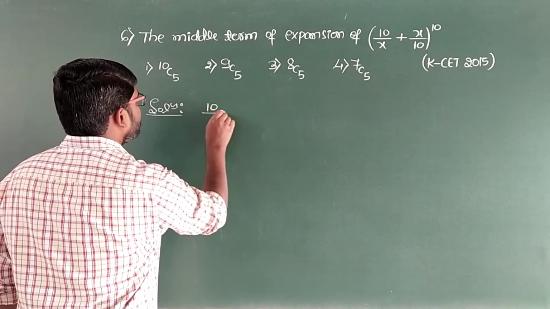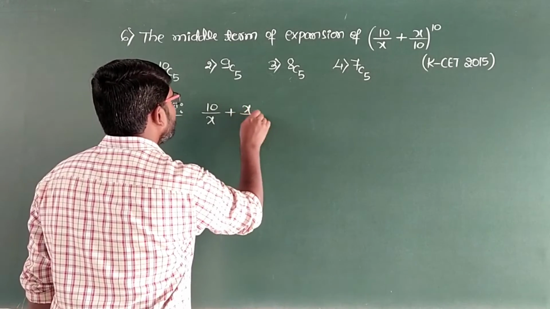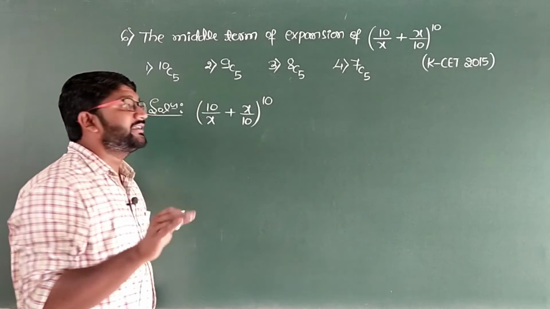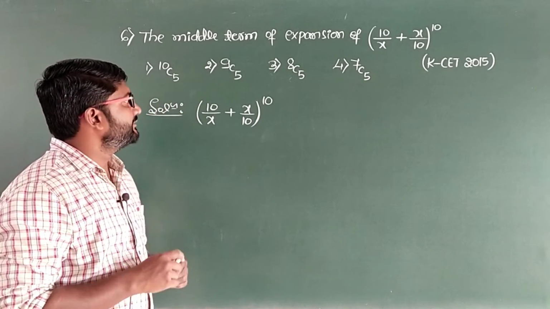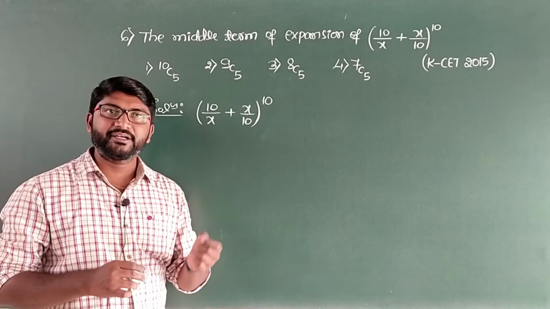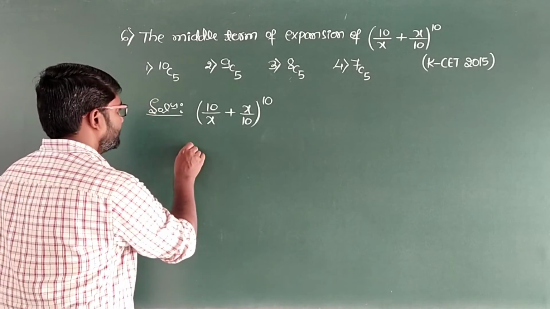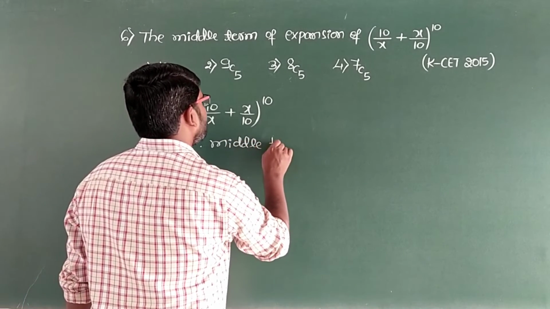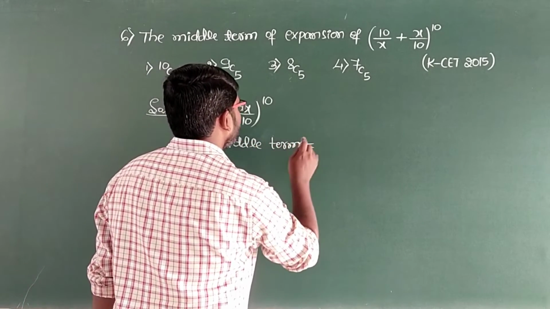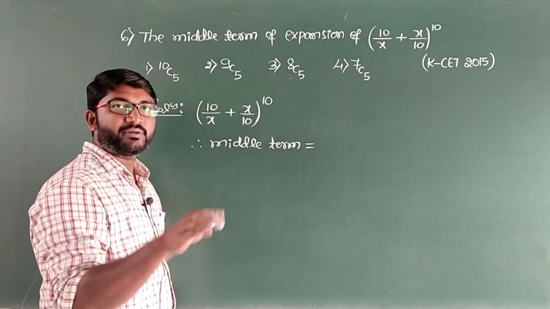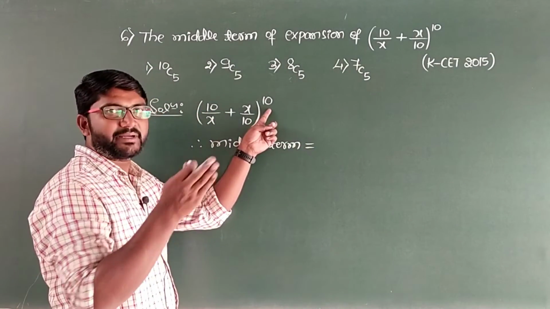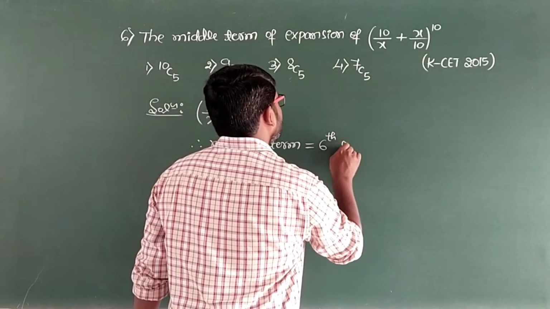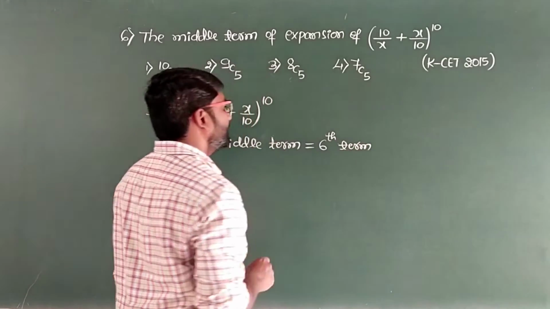(10/x + x/10) whole to the power 10. So here n is even. If n is even, then we have only one middle term, that will be the n by 2 plus 1th term. Therefore, the middle term equals, what is the middle term now? N by 2 plus 1th term. N is 10, 10 by 2 will be 5, 5 plus 1 will be the 6th term. Middle term equals the 6th term.